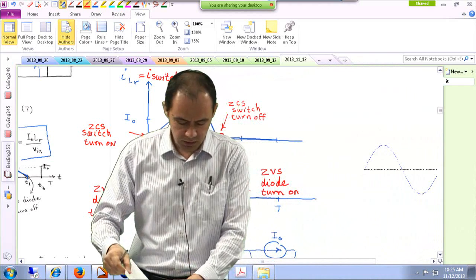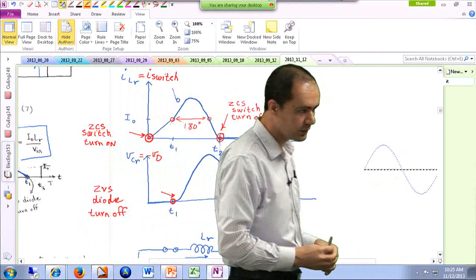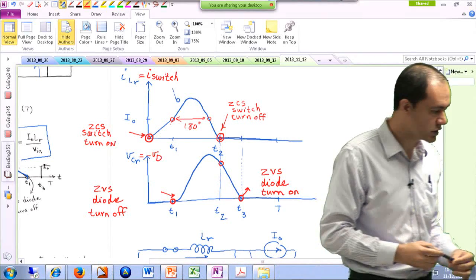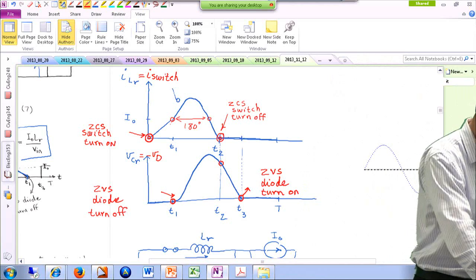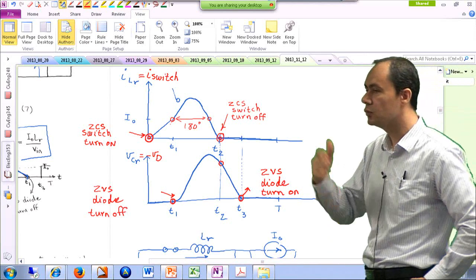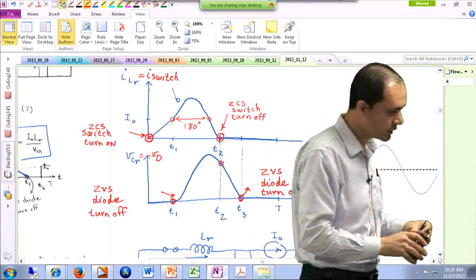I'm going to stop here, then we are going to get to our quiz. We are going to continue this a little bit more, find a bunch of other equations, for instance the voltage transfer ratio of this topology. And once we are done with this, we are going to move on to another topology next time. All right. So let's start with the quiz.